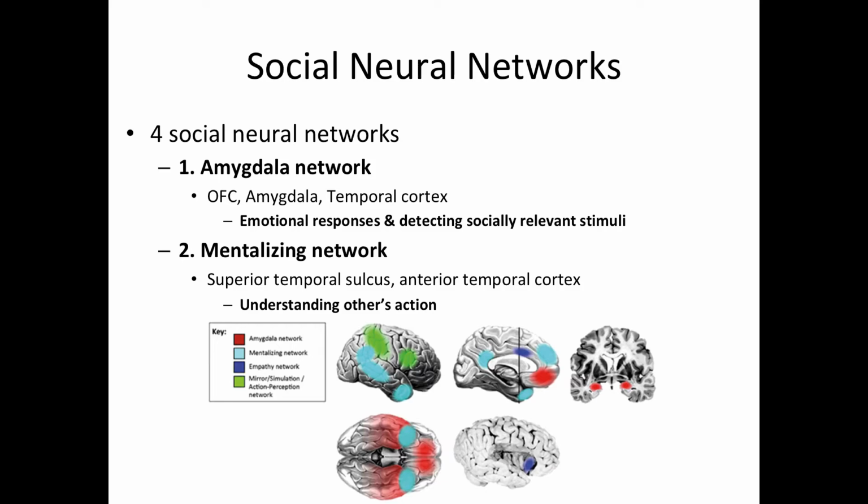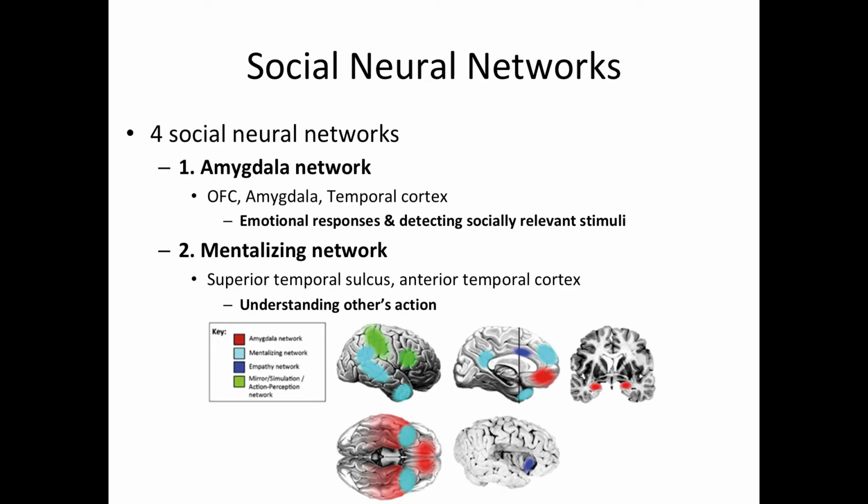Okay, so let's start off with the amygdala network. The amygdala network includes the orbital frontal cortex and the temporal cortex, as well as the amygdala. This network's functions range from triggering emotional responses to detecting socially relevant stimuli.